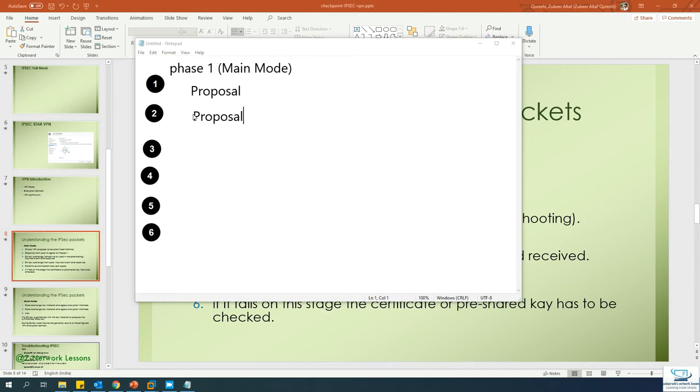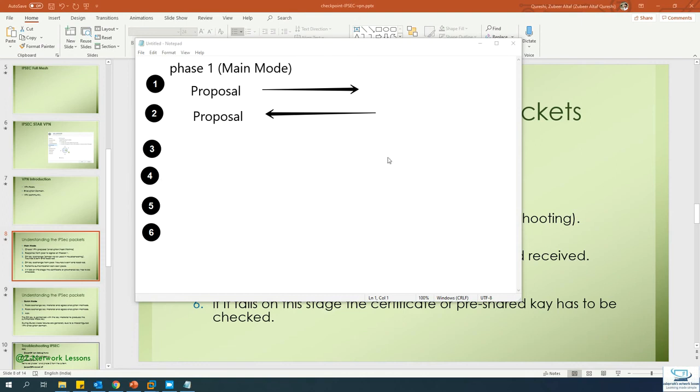But one thing to remember is that when the initiator sends the proposal, it sends all the proposals that have been configured on that side, on the initiator. So you might see tens of proposals being sent to the peer, right? But the peer will reply with one proposal back, the one it selects that matches.